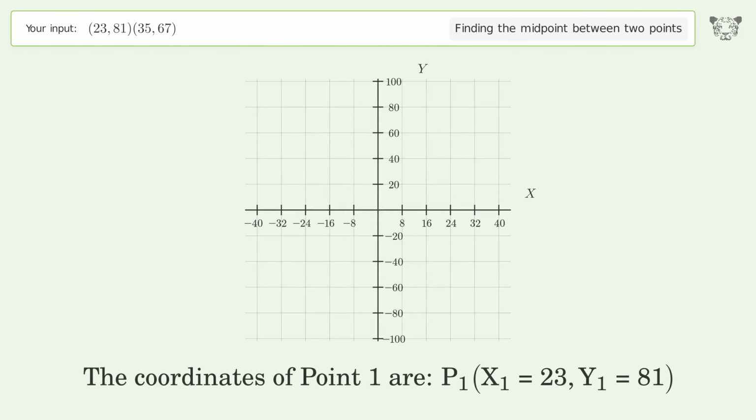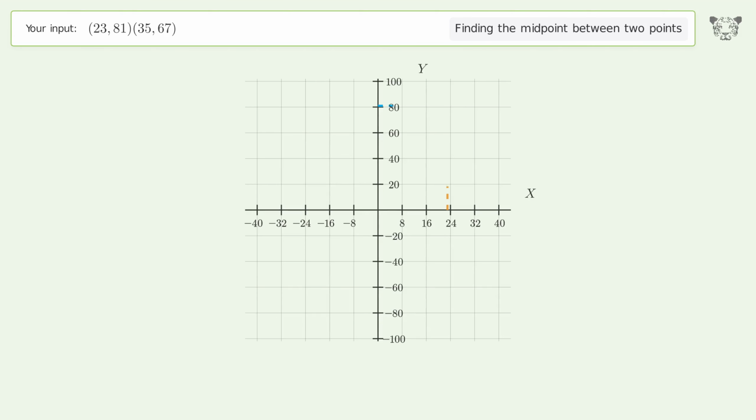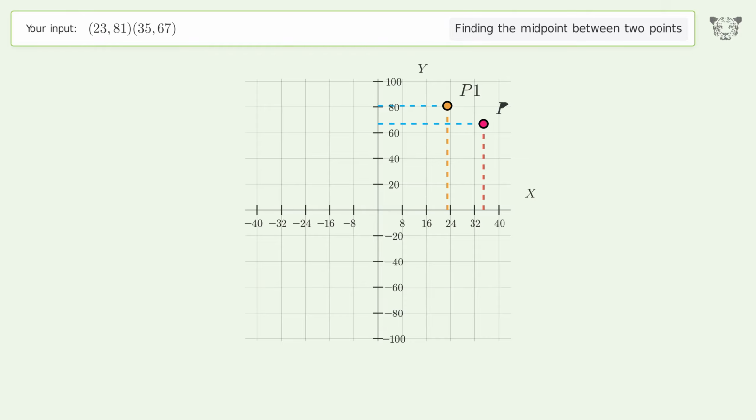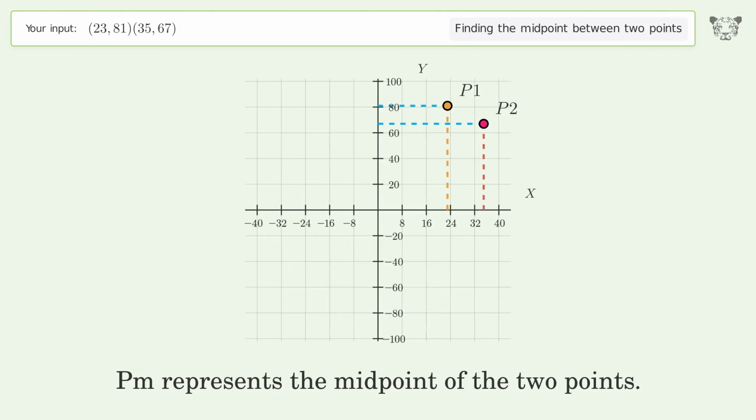The coordinates of point 1 are, x1 equals 23, y1 equals 81. The coordinates of point 2 are, x2 equals 35, y2 equals 67. PM represents the midpoint of the 2 points.